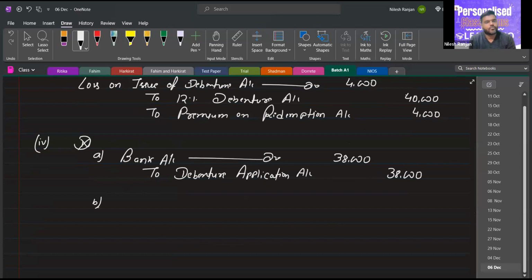Harkira, what will be the second entry? The debenture obligation account debited to the debenture account. That's it? Okay, Fahim? Debenture application account would be debited, and discount on issue of debentures, then loss on issue of debentures debit, and then 12% debentures account would be credited, then to premium on redemption account. Yes, so there are 5 accounts in this, Harkira, not only 2.